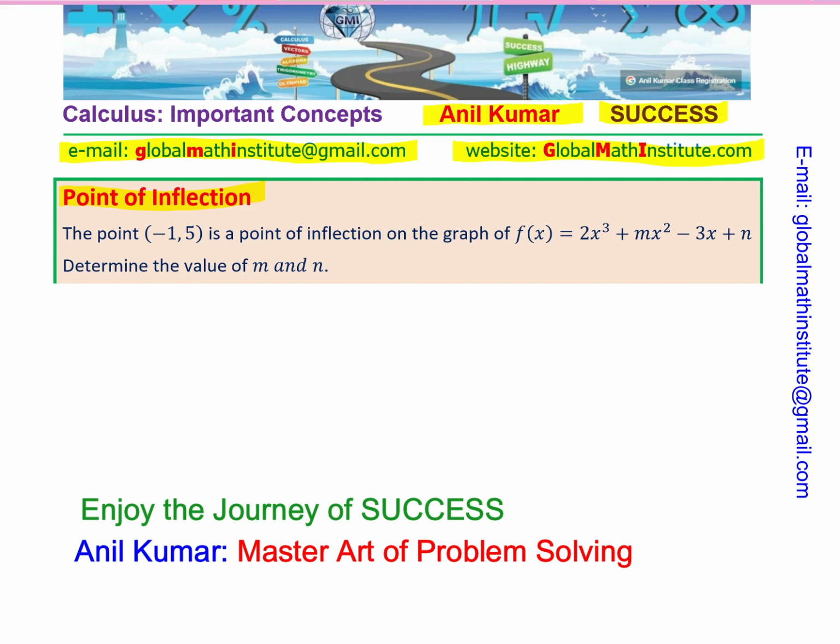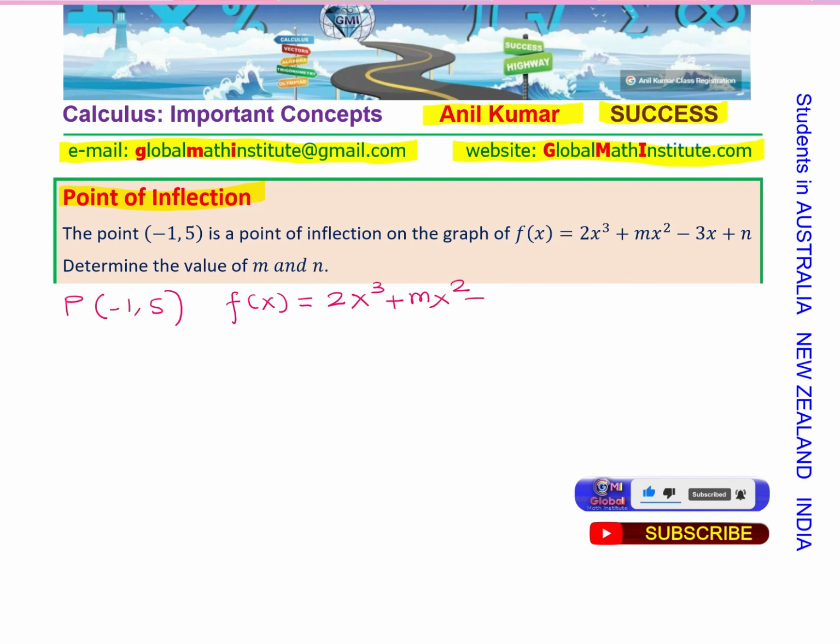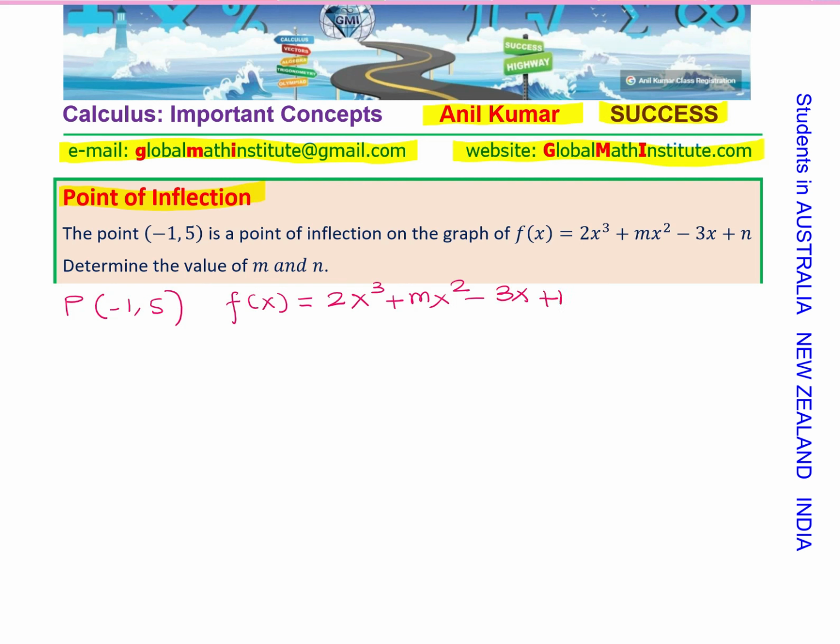Now, let's see how we solve such a problem. So we are given two things. One, we are given a point, which is -1, 5, where there's a point of inflection on the graph of f of x, which is equal to 2x cubed plus mx squared minus 3x plus n. We need to find two things, which are m and n, right? So we need to find what m is equal to and what n is equal to. With two equations and two unknowns, we can easily figure it out, correct?